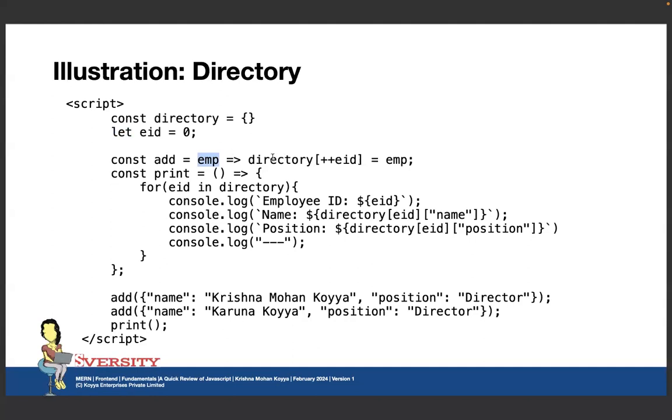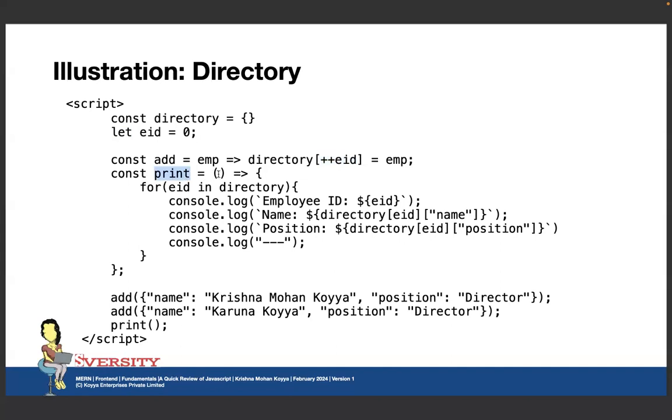And what will it do? It will add whatever you pass as an employee to the directory JSON with the key that is computed by pre-incrementing the EID value. Means first time when I call, it becomes directory of 1 equal to whatever employee, directory of 2 equal to whatever employee, and so on.